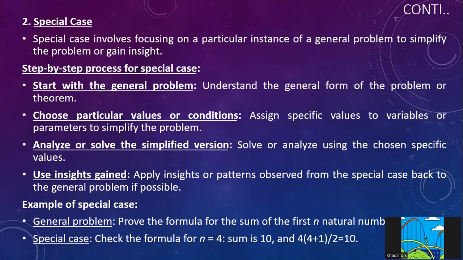First, start with the general problem, understanding what kind of problem or theorem it is. Second, choose a particular value or condition: whether these conditions can be applied to the general problem or not, and what kind of parameters should be taken to solve the problem. Sometimes we call these parameters.